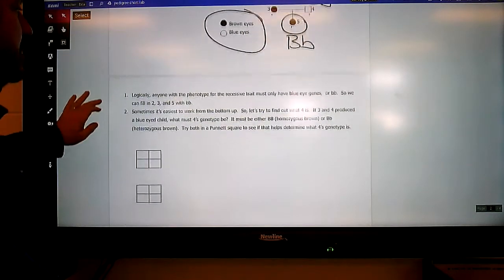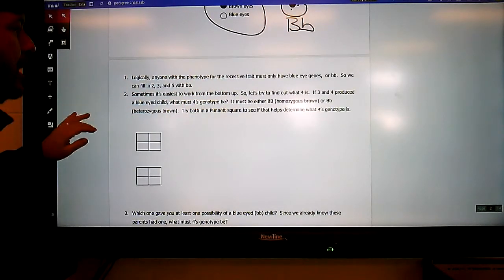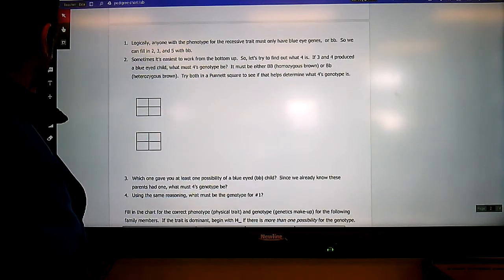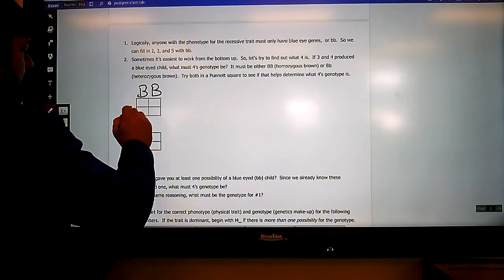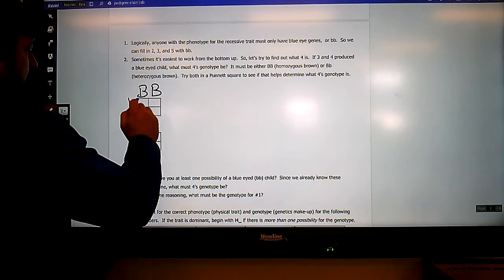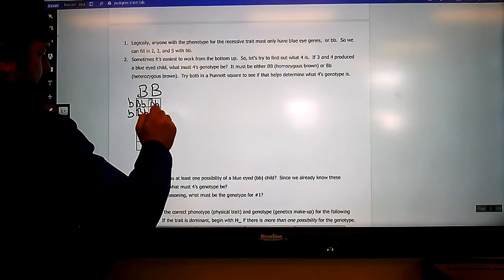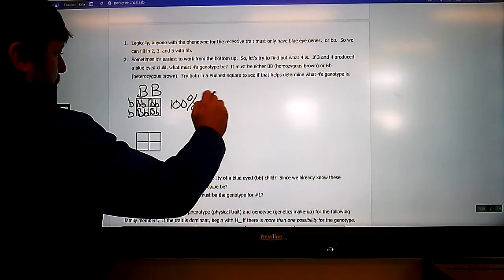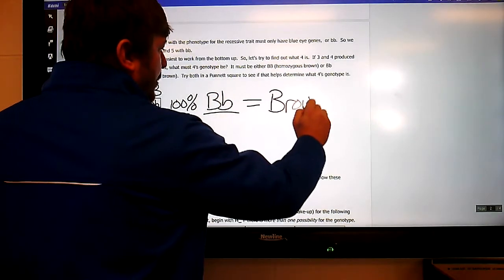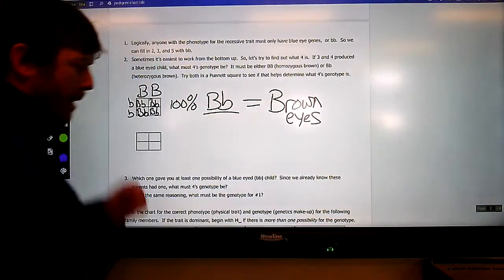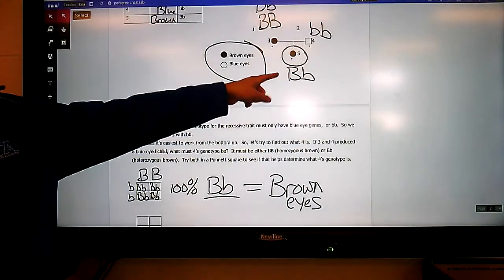So on we go to the questions. And here it just kind of says what I just went through with you. What we know is this. If we were looking at this and trying to do Punnett squares of this, if we had this as the one parent and this is the other, what we know is that 100% of offspring from this cross would be heterozygous, but they all have brown eyes. So, could that be the result of this cross right here? Yes, absolutely.